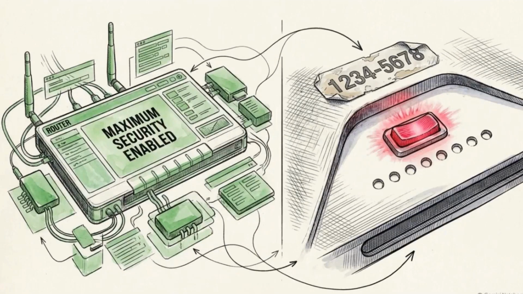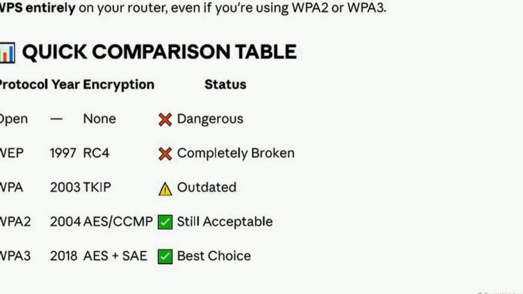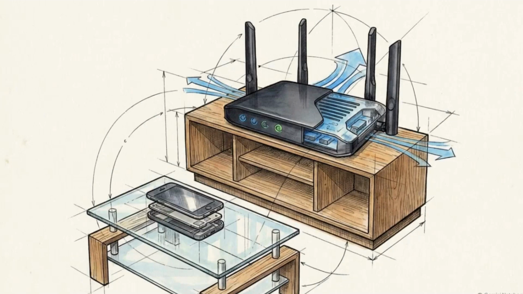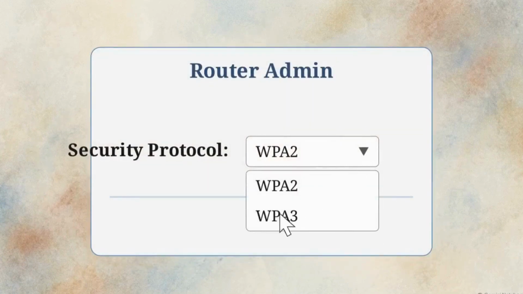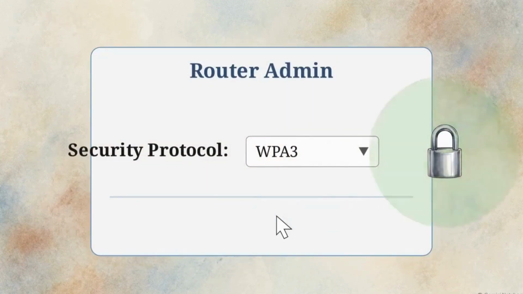Configuring WPA3 for its advanced encryption offers little benefit if the 8-digit WPS PIN remains active, giving attackers a much simpler path into the network. Our comparison table confirms the timeline. WEP and WPA are mathematically broken and should be removed from any active network immediately. For home users, ensure your router is set to WPA2 AES. If your hardware supports WPA3, you should enable it to protect against offline password guessing.